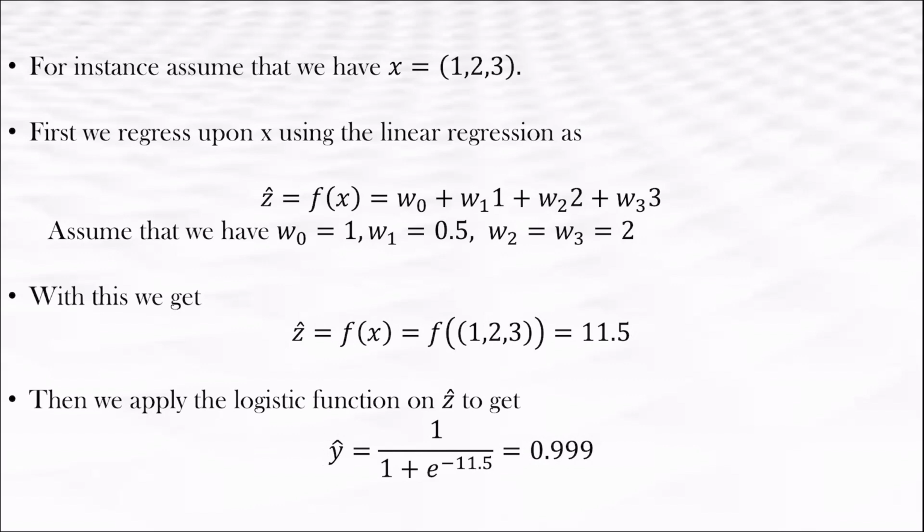Similarly, we can transform any input x with the help of logistic regression by first regressing it with the help of linear regression and then applying the logistic or the sigmoid function on the regressed value to get the probabilistic interpretation. So now the main aim of the logistic regression is to figure out these parameters w0, w1, w2, w3 till wd such that this y hat is the best possible outcome for the value x.